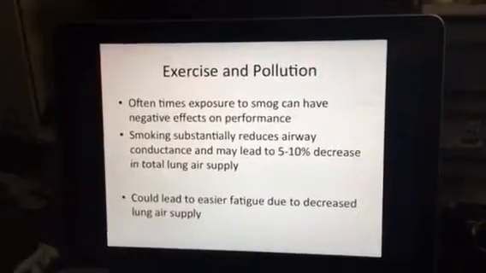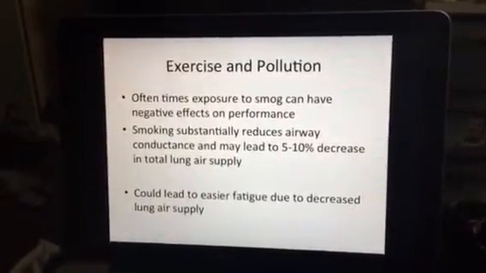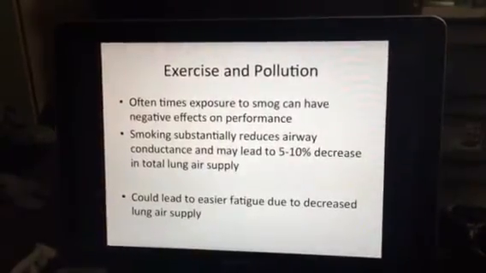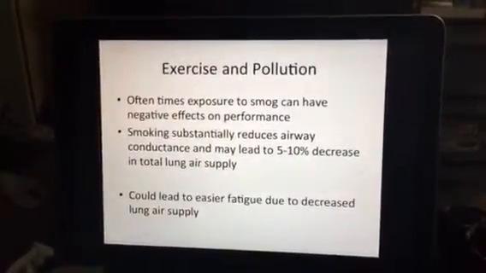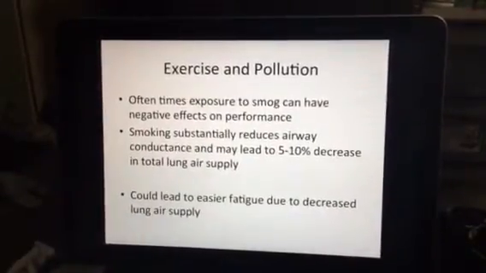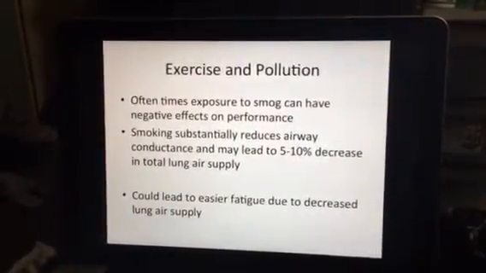Oftentimes, exposure to smog can have negative effects on performance, just like smoking substantially reduces airway conductance and may lead to a 5 to 10% decrease in total lung air supply. That could then lead to easier fatigue due to decreased lung air supply as well.